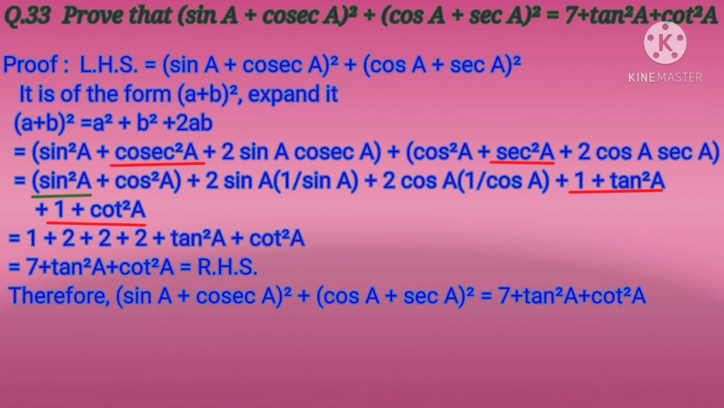We will get 1 here and 2 here. After cancelling this, 2 plus 1 plus tan square A plus cot square A. So we will get 2 plus 2 plus 2 is 6, plus 1 is 7, plus tan square A plus cot square A, which is equal to the right hand side. So this is the proof of this question. So let's move to question number 34.